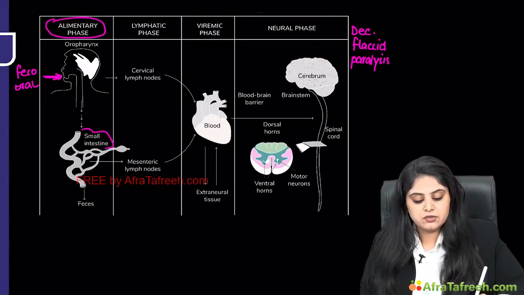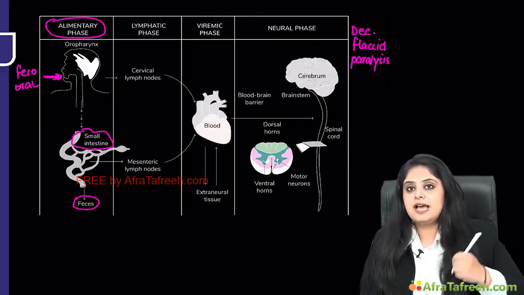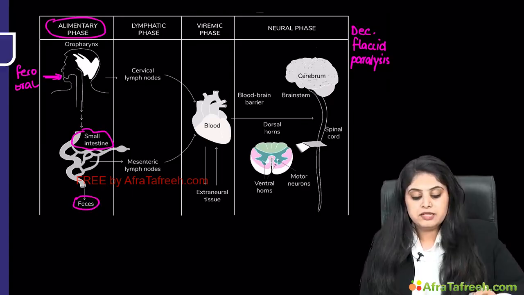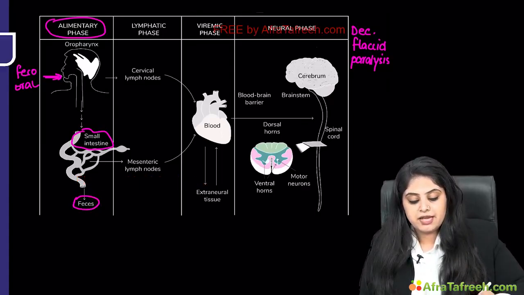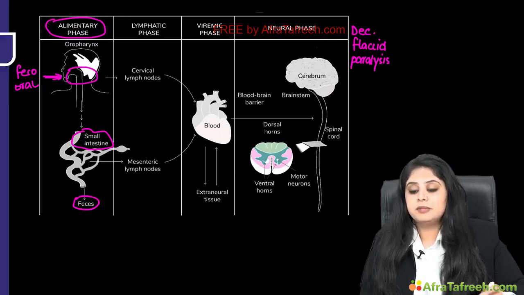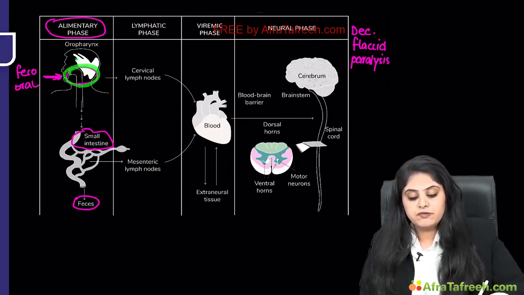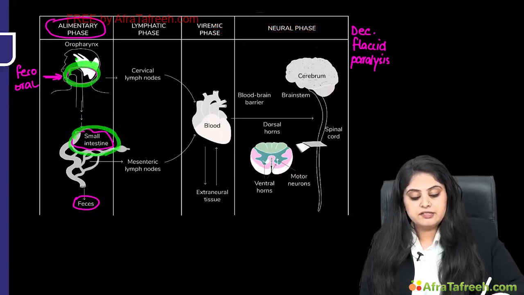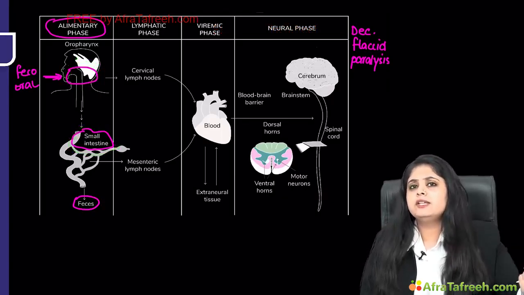I can see it has gone into the intestine, and it can come out in the feces also. So that is the alimentary phase. But do you see that apart from this, a part of it has also gotten lodged somewhere near the tonsils. A little bit is in the oropharynx, a little bit in the intestine. So from there it will go on to the respective lymphatics.